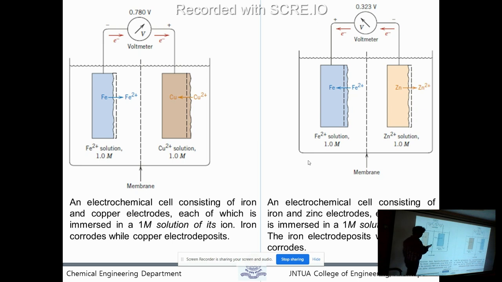Same iron, if I connect it with zinc, iron will be deposited and zinc will be losing electrons. That means zinc will get corroded, and if I connect a voltmeter, I am getting a potential of about 0.80. Now, clearly observe the diagram and the flow of electrons in each of these figures. Look at the first figure: the flow of electrons is from left to right. And look at this figure: the flow of electrons is from right to left.